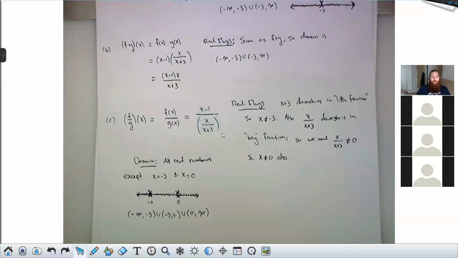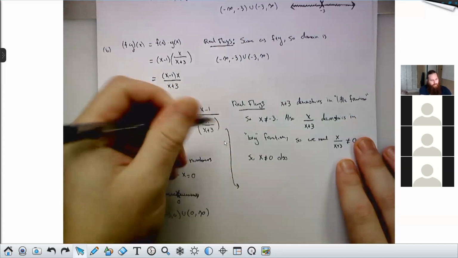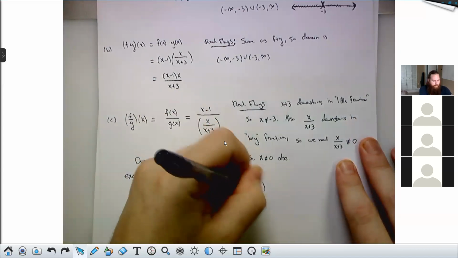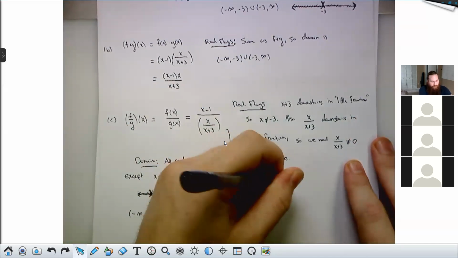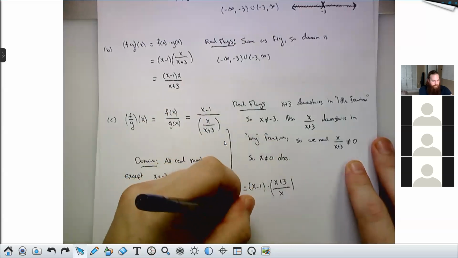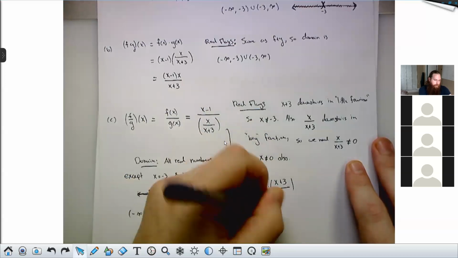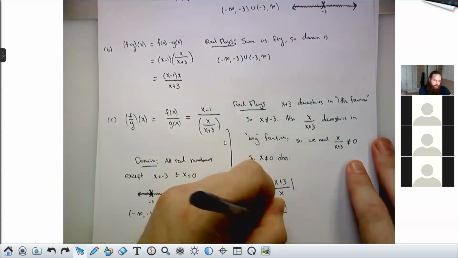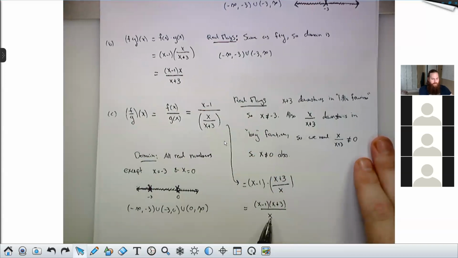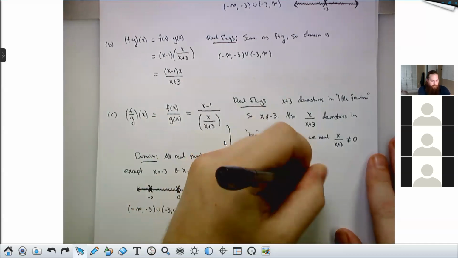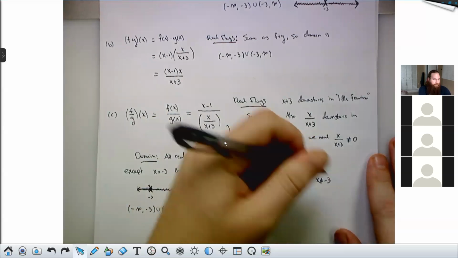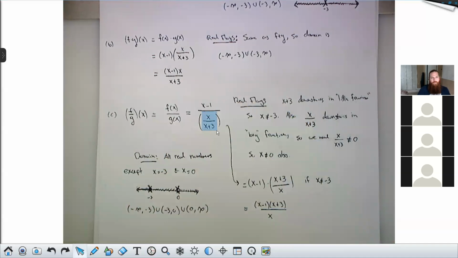So this don't simplify rule is important. If you did simplify this, and you can, this would be x minus 1 times x plus 3 all over x. You'll notice that this guy doesn't appear to have the domain problem at negative 3. But this and this are only equal if x is not equal to negative 3. The flip and multiply trick only works if this thing is defined.